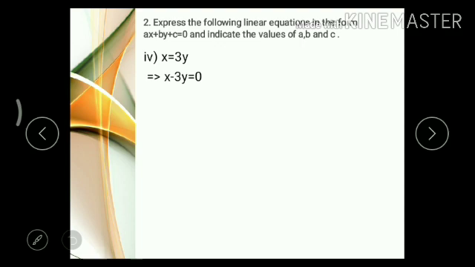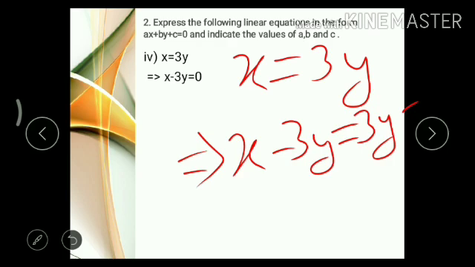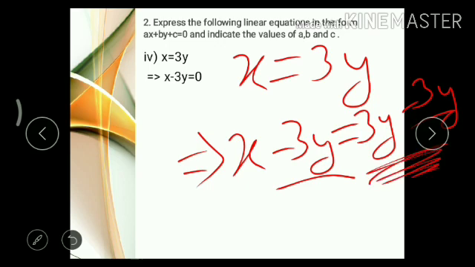we shall subtract 3y from both sides. Here also 3y we shall write, and this 3y already exists, and one more 3y. So 3y in both hand sides we have subtracted, and this will give you 0. So x minus 3y is equal to 0. This is the procedure of this transition, but this procedure you don't have to write, you can write directly.